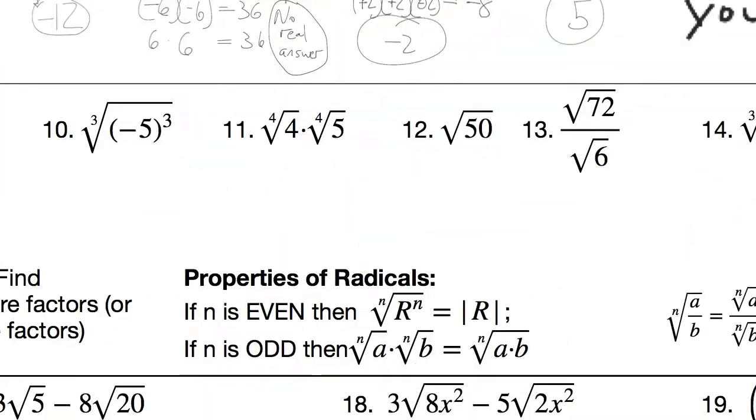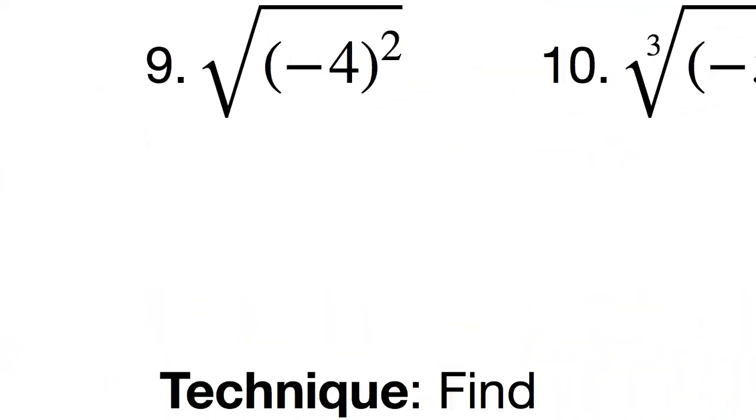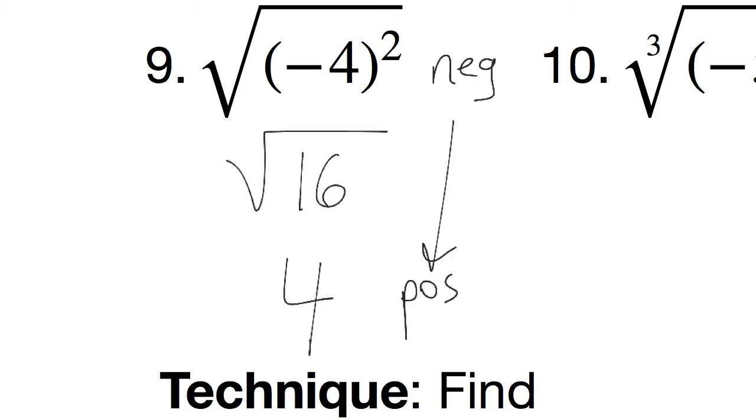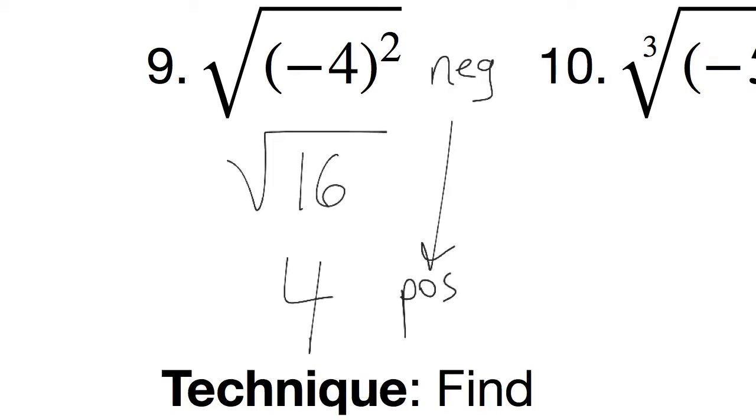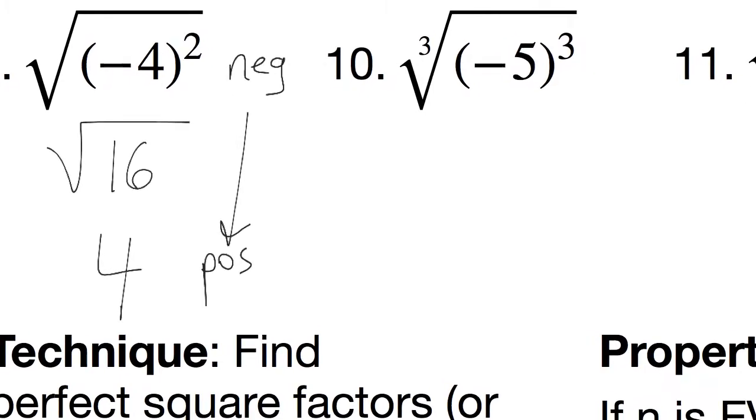Moving right along, we've got number 9. Now here, what we have to do is think of this as like parentheses inside parentheses. So let's do what's inside the parentheses first. Negative 4 squared is 16. So really this is going to be the square root of 16, which is just 4. Notice it started out as negative, it went from -4 to +4. We're going to return to this in a second.